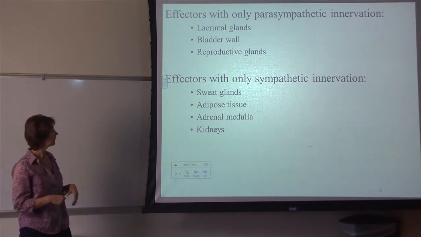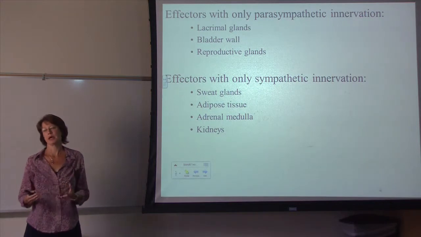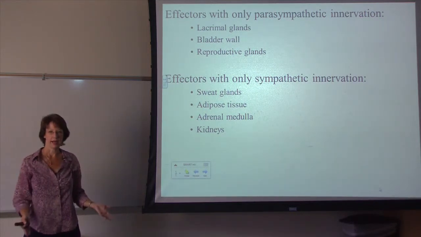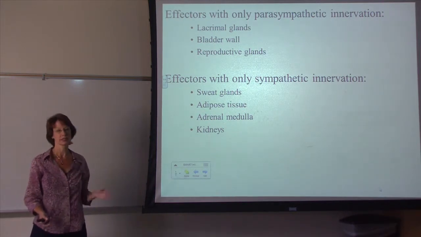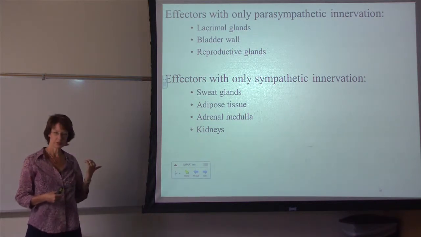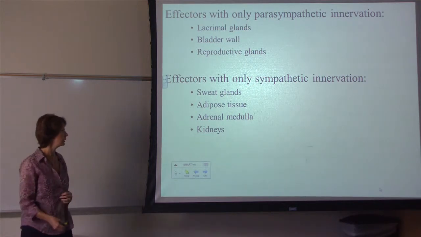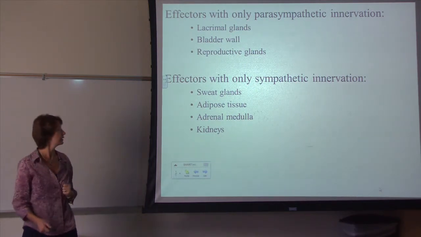There are some that are only sympathetic. Sweat glands, so if you think of sweat as a fight or flight sort of function, sweat glands really don't have parasympathetic innervation. Adipose tissue, interestingly enough, is only sympathetic stimulation, as well as the adrenal medulla. Really, the adrenal medulla is a modified sympathetic gland, so really only sympathetic. And the kidneys, interestingly enough, have only sympathetic innervation.